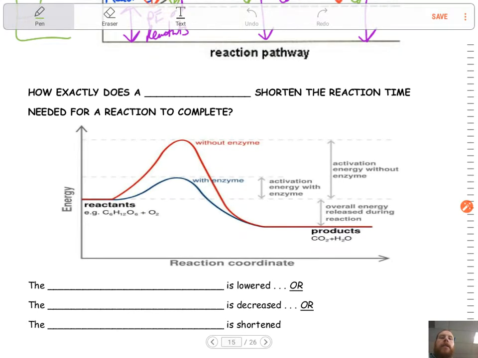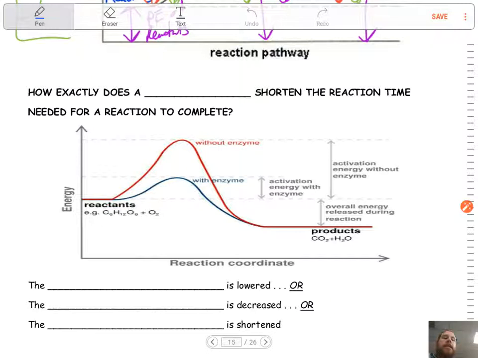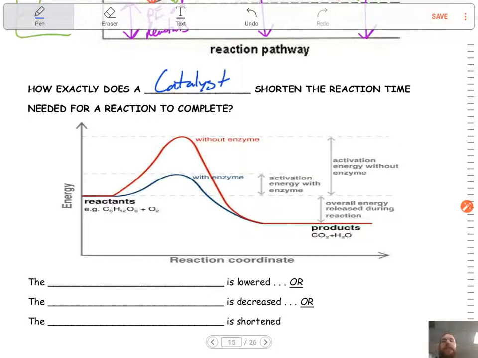Okay. Now, the last thing we're going to talk about here with these potential energy diagrams is how exactly does a catalyst shorten the reaction time needed for the reaction to complete. And we talked about this is one of the 6 factors that speeds up a reaction or affects the rate of reaction, and it's a catalyst, right? So here's what happens, guys. Without an enzyme, aka catalyst, right? Because enzymes, if you remember from biology, are catalysts. The red line is what it would look like. But with a catalyst, notice this is what changes.